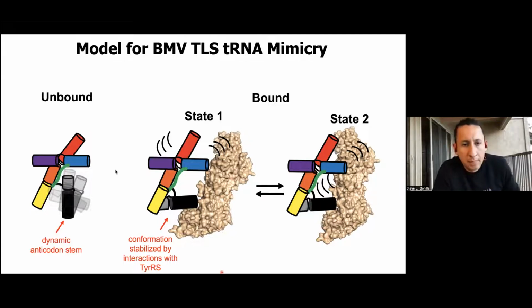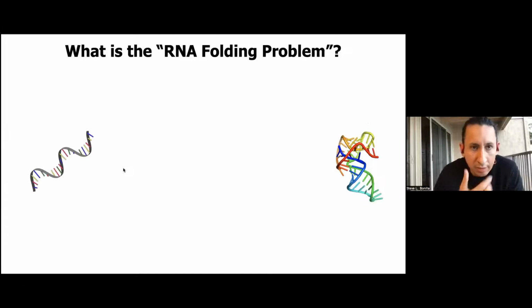Okay, so let me now switch to the second story that we recently published, and that story is about RNA folding and the RNA folding problem. Before, we were dealing with folded RNA structures, now we're going to look at the RNA folding problem, which is to try to understand how a transcribed RNA sequence finds its native folded state out of a vast number of possible conformations.